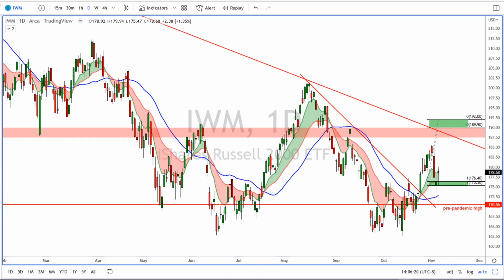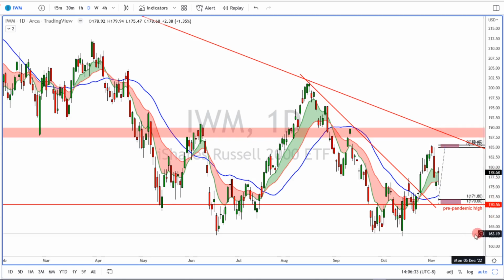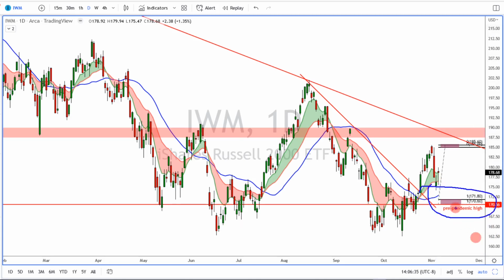So right now for next week, we are looking at the upper range between 185.60 to 185, and the lower range is between 171.80 to 170.60. And notice that the lower range is actually in confluence with the pre-pandemic high, and also the upper range is near this trend line here, the declining trend line, and also this upper pivot, this pivot high near this 185.